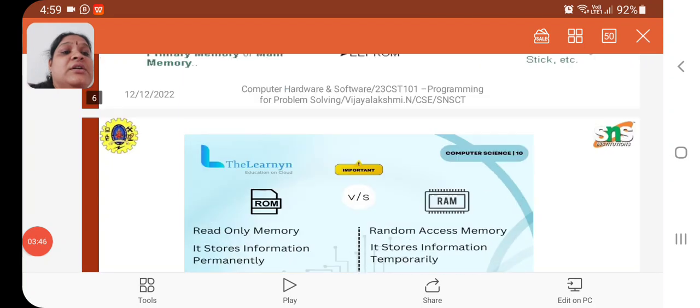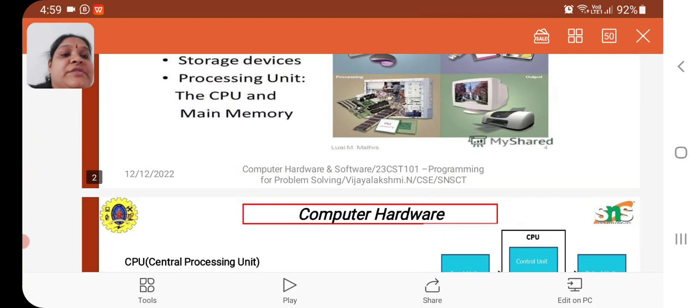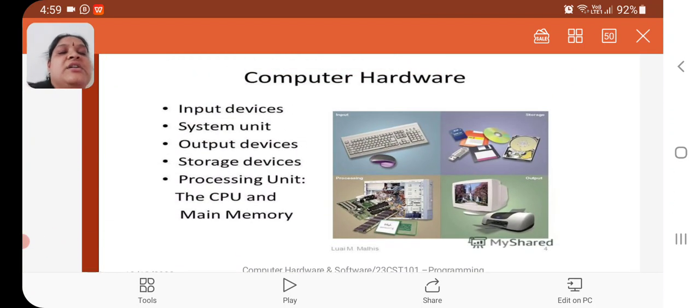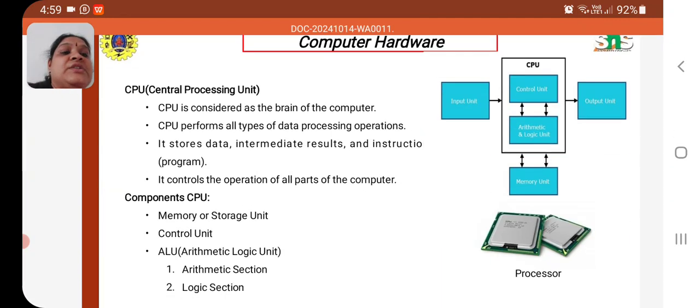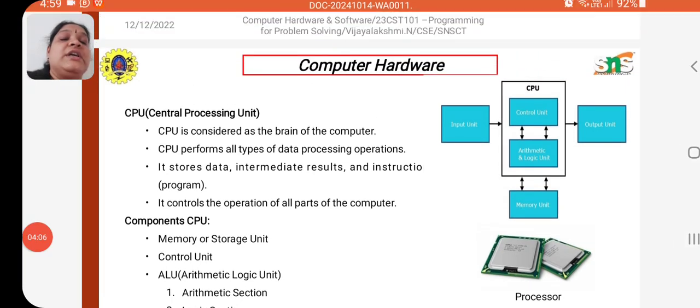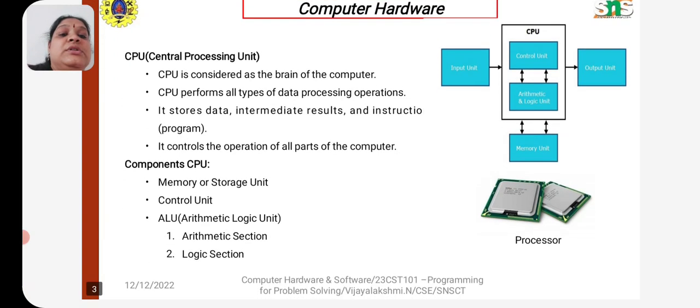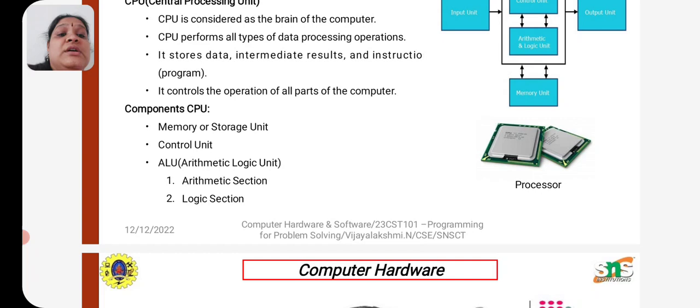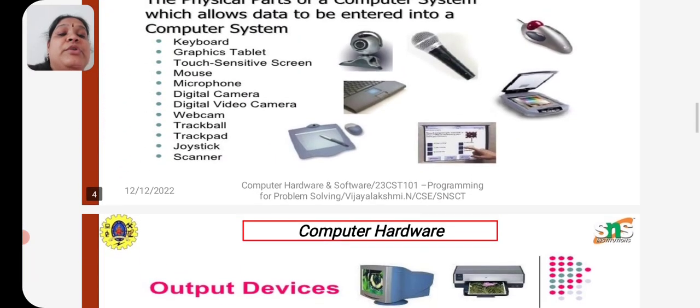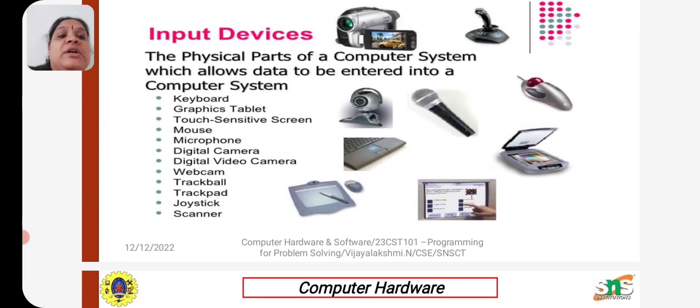Let me recall what we saw in this lecture video. We saw computer hardware. The difference between hardware and software is that hardware is what we can touch. Anything related to the computer that we can touch and feel is computer hardware. Software gives instructions to the hardware. We saw the CPU and its components, memory, control unit, and arithmetic logic unit, and input devices: keyboard, graphics tablet, microphone, digital camera, scanner, joystick, etc.